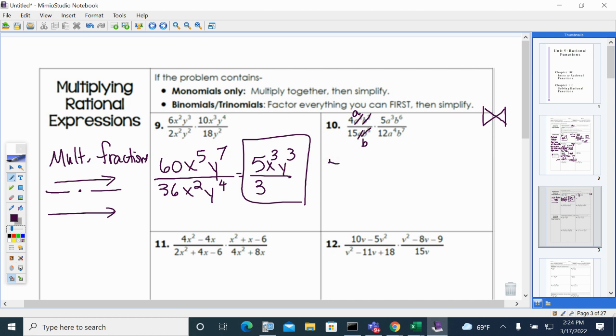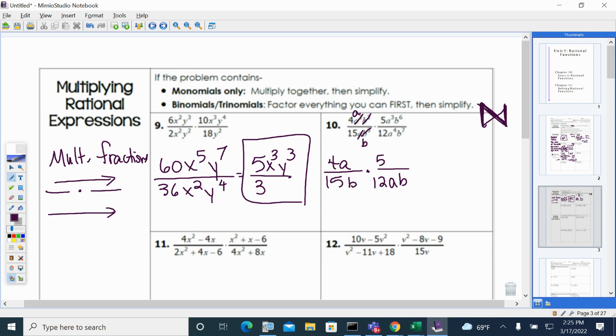So now I have 4a over 15b times, in my other fraction, 5 and 12 are not going to reduce. My a's are going to end up in the bottom. 4 minus 3 is 1. My b's are going to end up in the bottom. 7 minus 6 is 1. I'm still not done. I can cancel now. So that took care of within the same fractions.